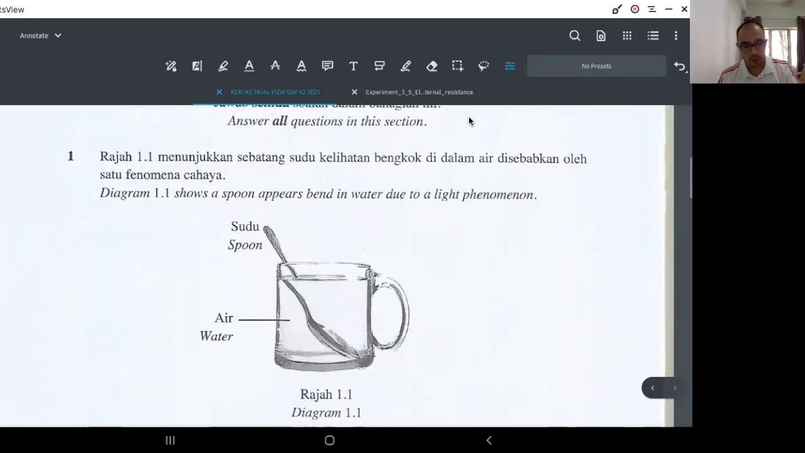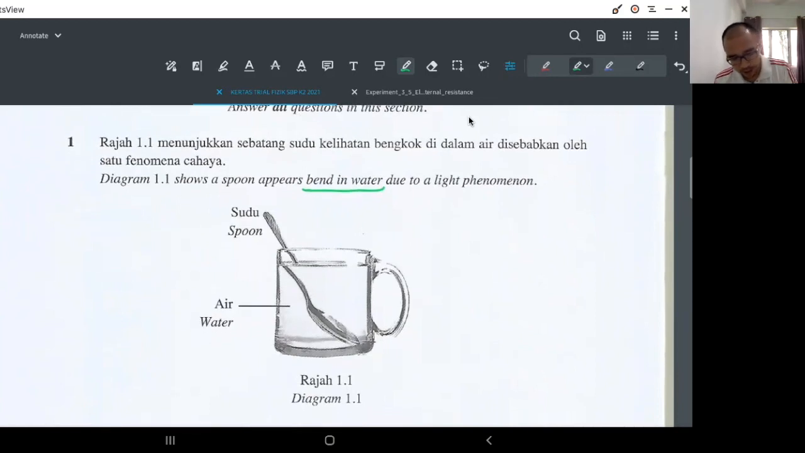So once again, please remember that there are 4 phenomena. The 4 phenomena of light are reflection, refraction, diffraction, interference. Actually, there's a 5th one, total internal reflection. So the 5 light phenomena is a very important thing. Please remember this.